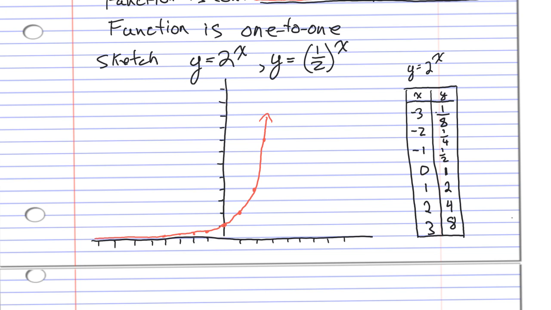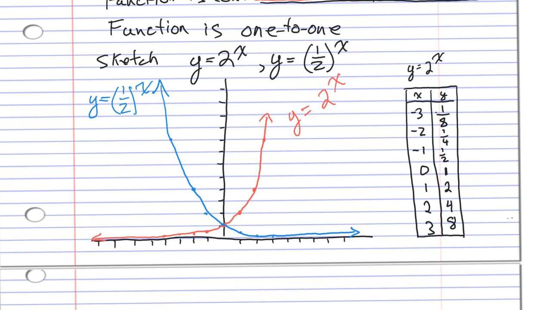Now, when you go and take the rest of these points for y is equal to (1/2) to the x, you'll find that y is equal to (1/2) to the x looks very similar to y is equal to 2 to the x, but it happens to be reflected in the y-axis. And you end up with a graph in blue that looks like this.